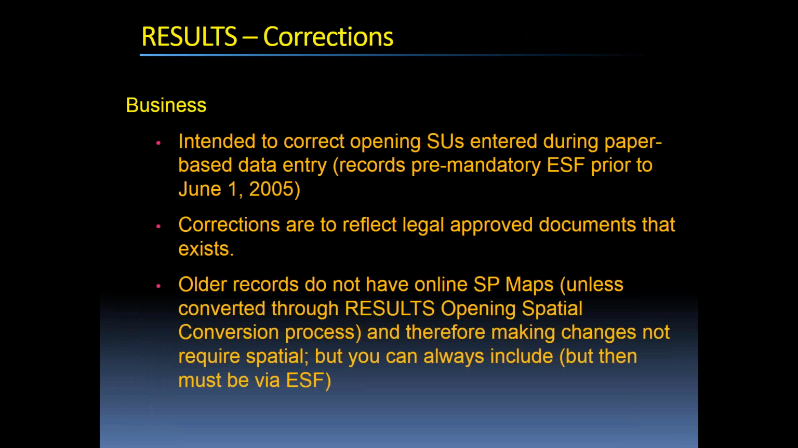And so for some of these older records, we do not have online SP maps in some cases, and sometimes we do see maps in the system, but they may not have the internal line work for standards units because they may have been created through the opening spatial conversion process. So you do see maps that are there, and sometimes there are no maps, but if the maps don't look right, it's just because it was a conversion process to allow us to create a coverage for opening spatial information. But if you do find that when you're doing corrections, you have the ability to update the spatial as well.